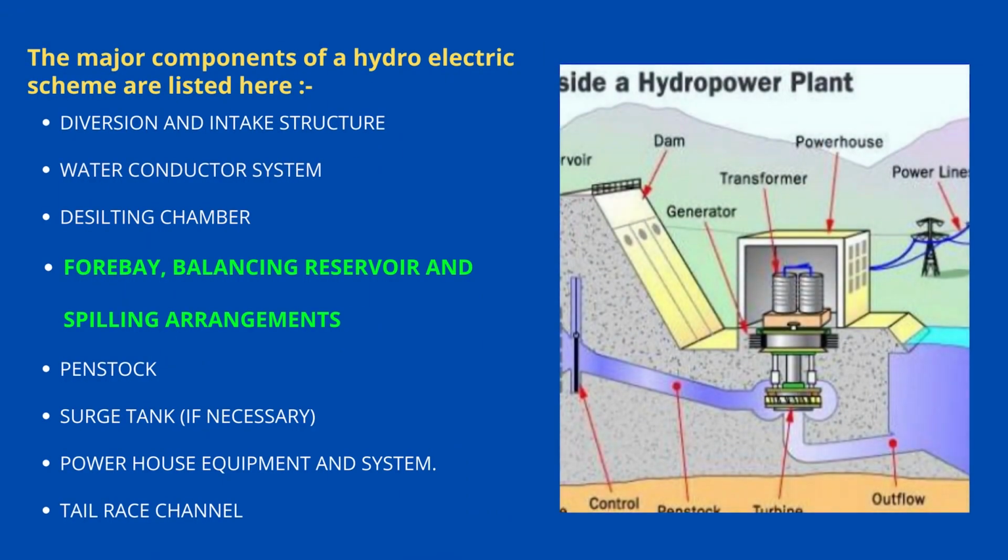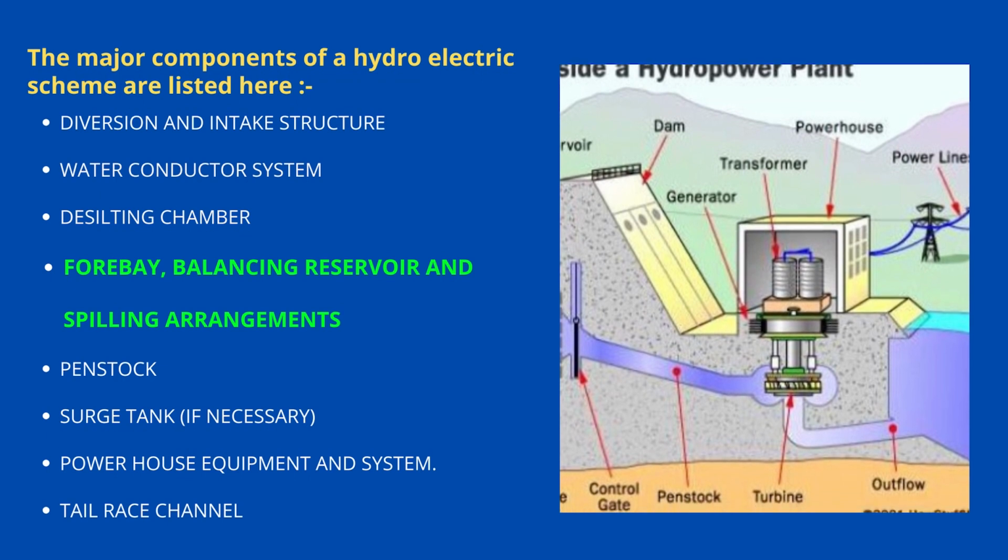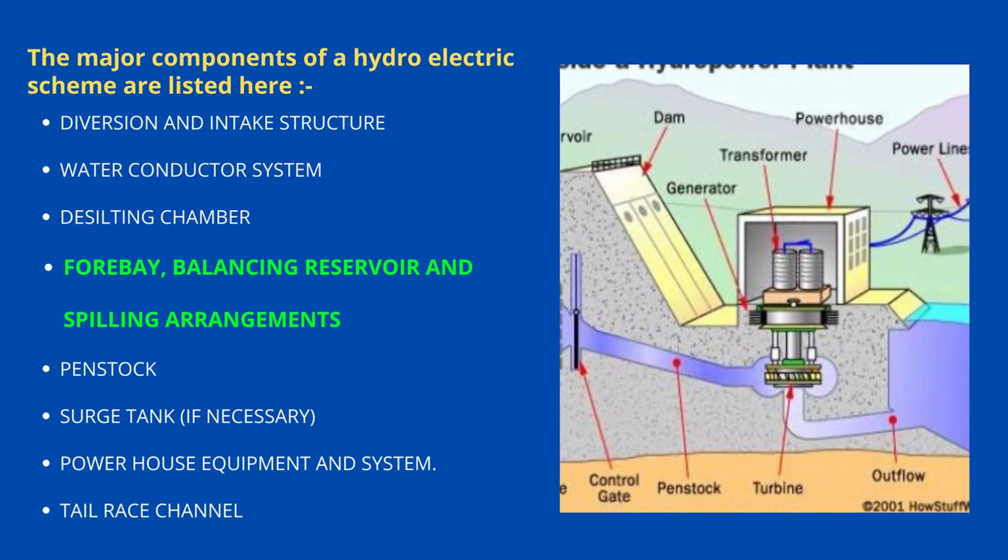Once the minimum size of sediment to be removed has been decided, the design of the settling basin involves the determination of the depth and length of the basin and the choice of the method of removal of the deposited material. Now, the next component in this scheme is the forebay tank, that is also known as balancing reservoir and spilling arrangements. The purpose of the forebay tank or balancing reservoir is multiple, so I have just listed them point-wise.